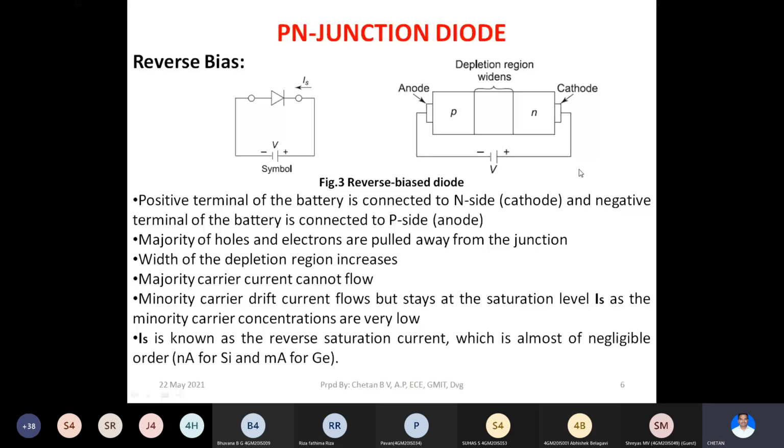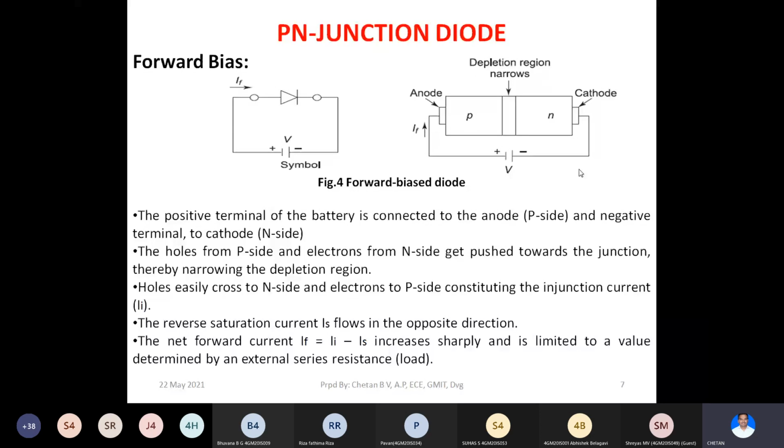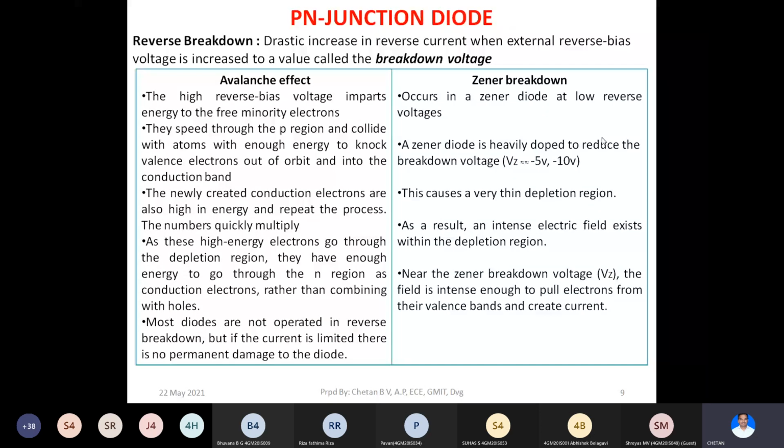So this Zener effect, or Zener breakdown, takes place in a special purpose diode called a Zener diode, where the breakdown voltage will be very low. It will be as low as 5 volt or 10 volt. And this small reverse breakdown voltage is achieved by heavily doping the P and N type semiconductors of this diode. So I hope this is clear.